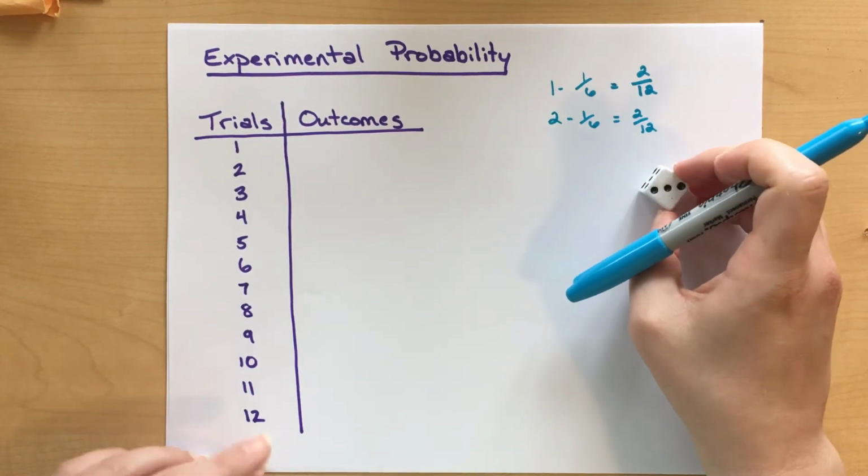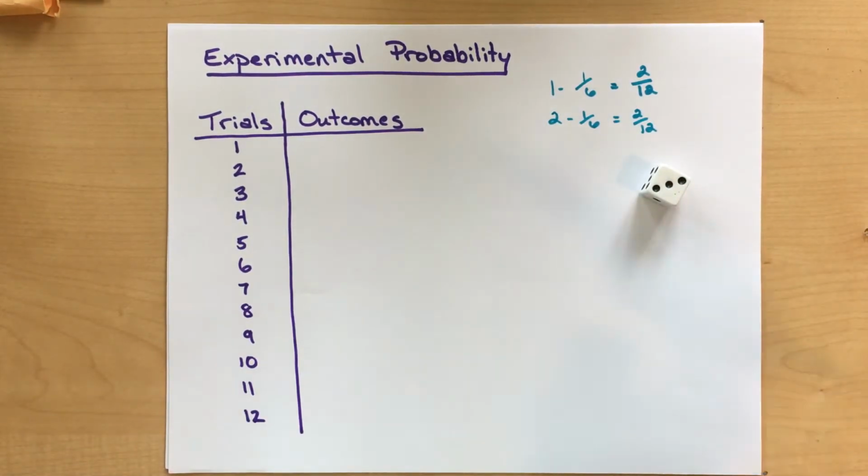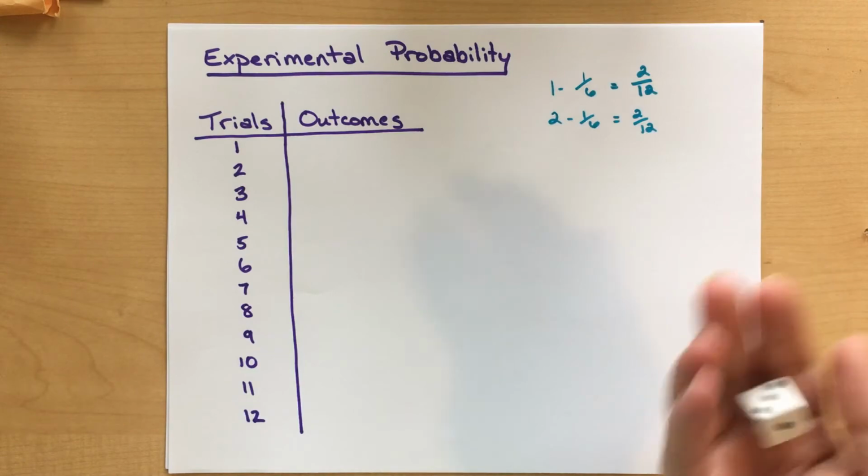But we know experimental probability is often very different, right? You're going to see that there are trends that happened. It could be completely random. There might be a number that's rolled 6 times. So this is why we always kind of compare theoretical and experimental probability. So let's go ahead and start the experiment.